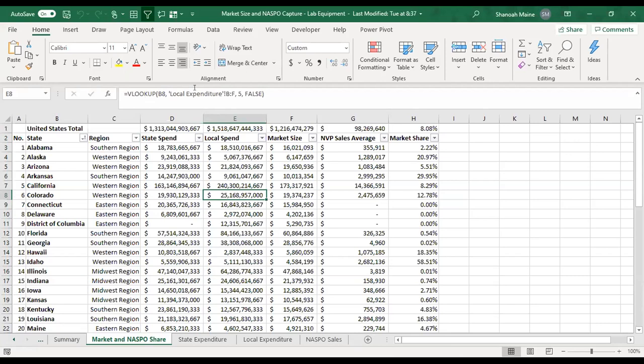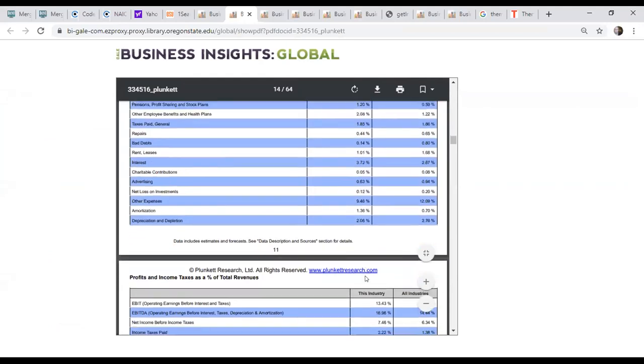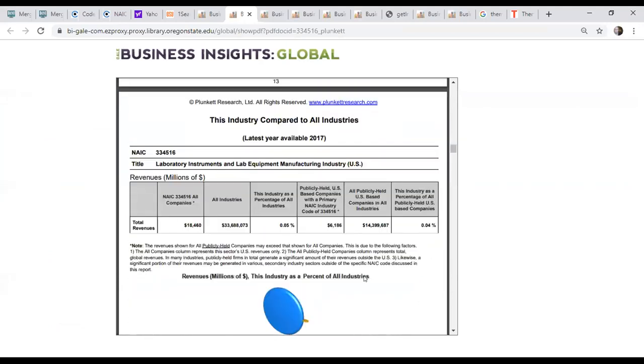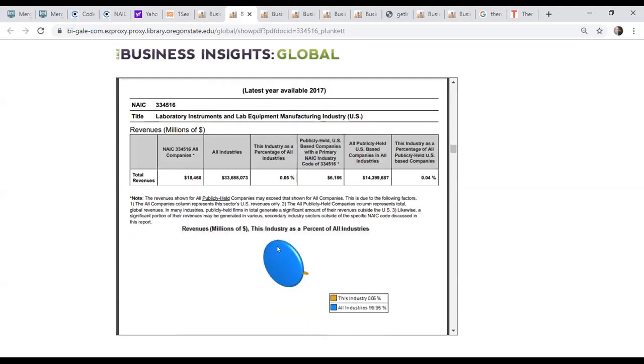And then using that Plunkett report that we found earlier, we can see the total size of the lab equipment market, and I'll show you that one again. Sorry while I scroll. So here we have the total size of the lab equipment market. It's 18.4 billion, or 6.1 billion, depending on how narrow you want it to be, compared to all industries. So what this is saying is that this big blue piece includes cars, airplanes, legal services, real estate.